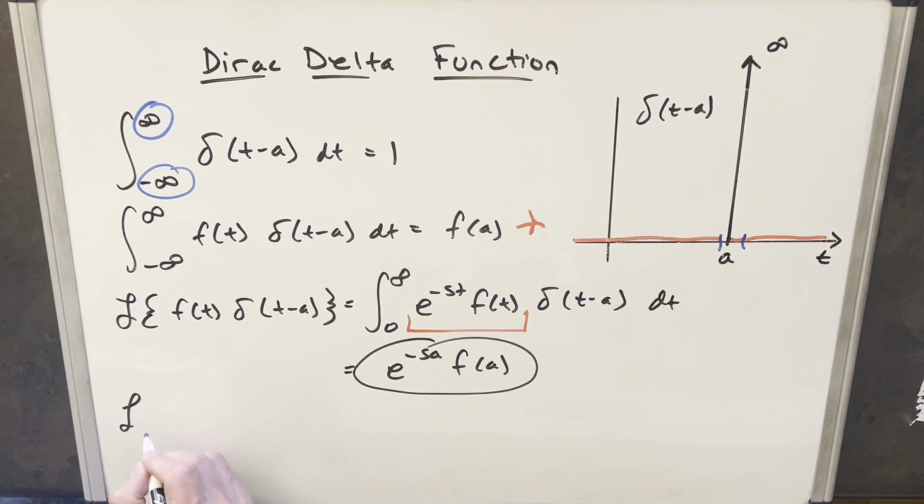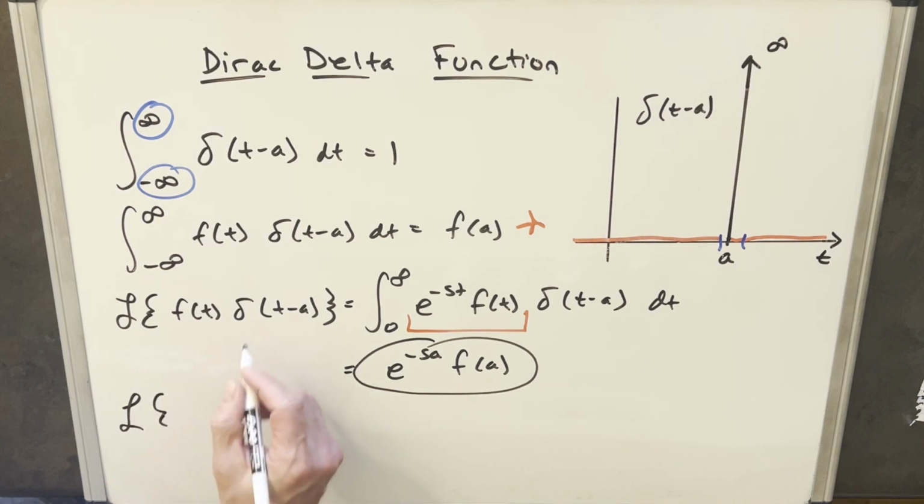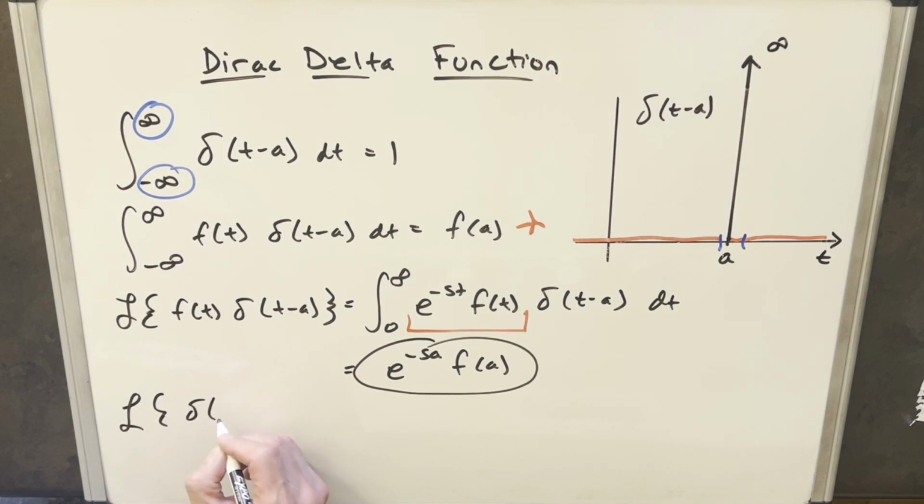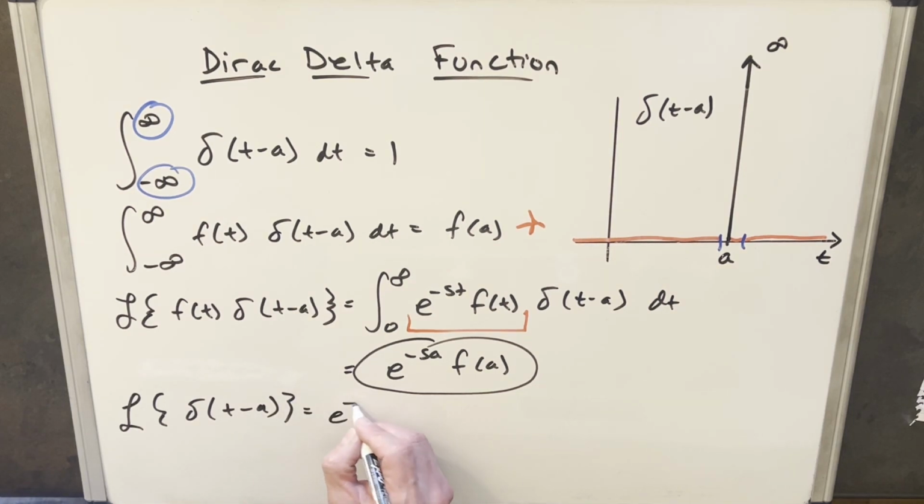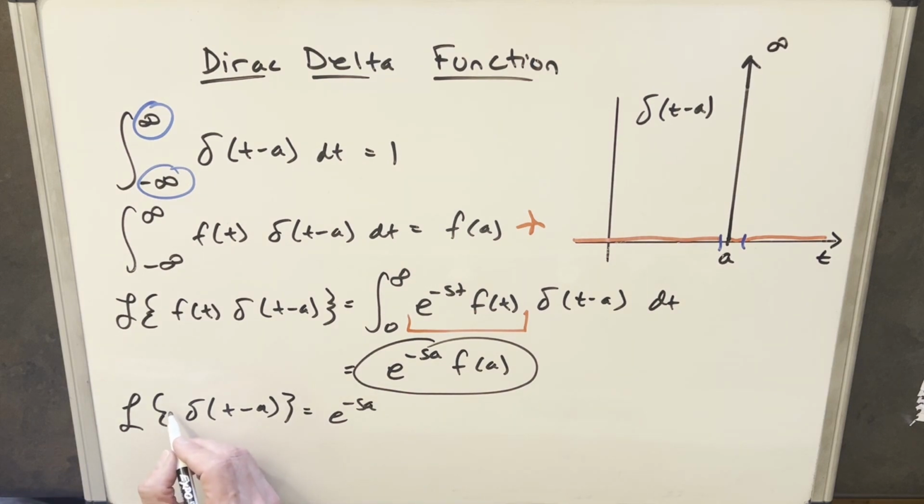So let's just look at the Laplace transform of just the Dirac delta function. And we'll keep it generic, and we'll say we want to find Dirac delta of t minus a. And so this is just going to be e to the minus s times a. But then for our function, it's just a 1. So this is the whole formula for the Laplace transform of the Dirac delta function.